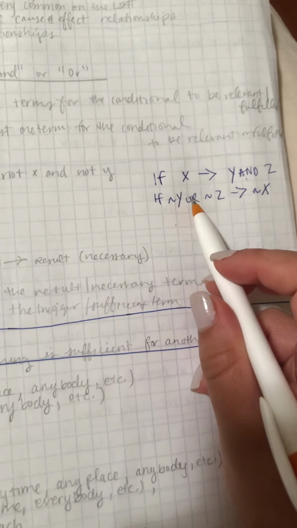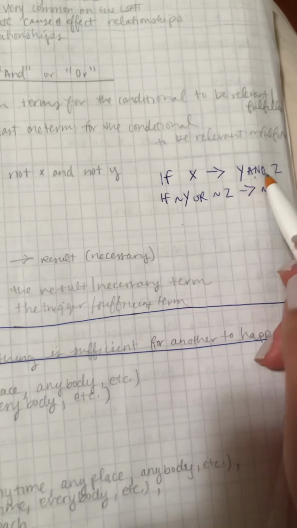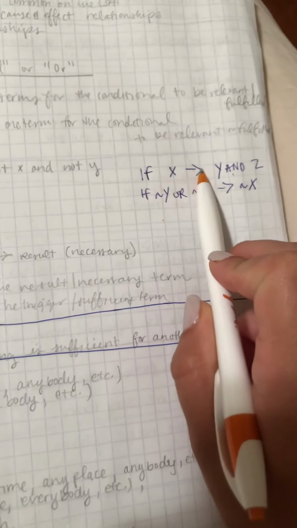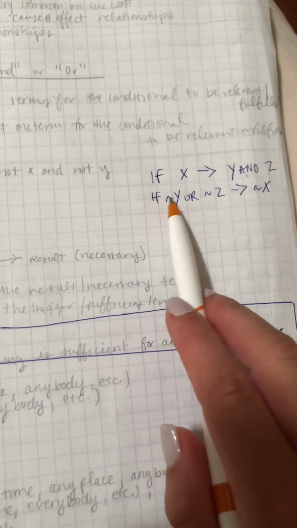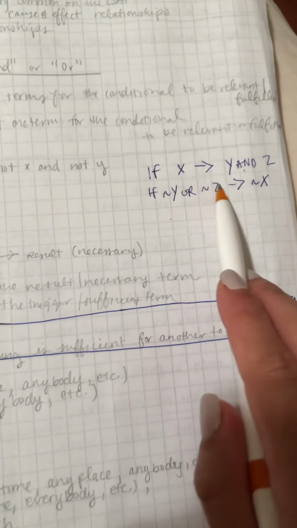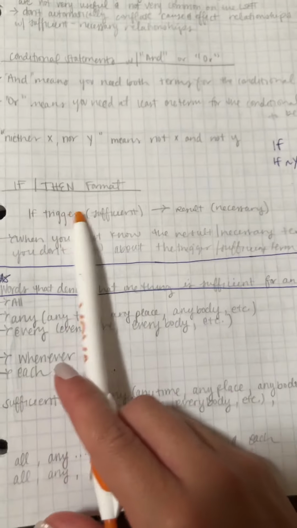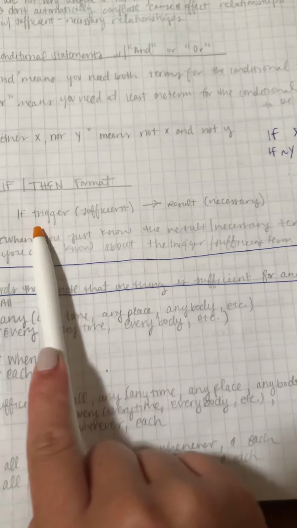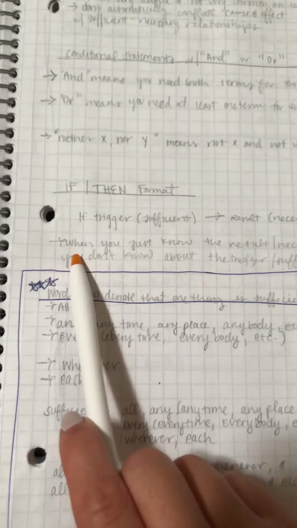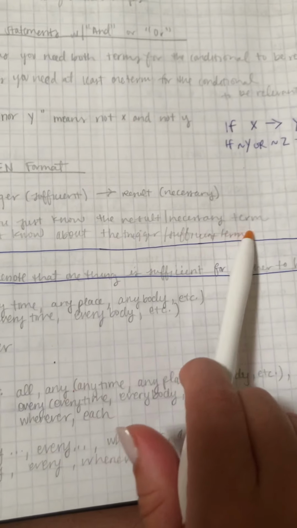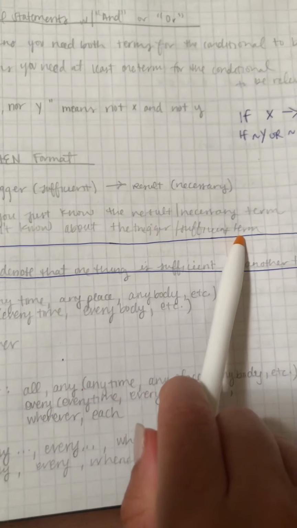So you flip it, and "and" becomes "or." And if it was the other way, if X then Y or Z, then it would be: if not Y and not Z, then not X. Okay, that's the if-then format. This is the trigger, and this is the result, the necessary term. When you just know the necessary term, you don't know about the trigger, the sufficient term.